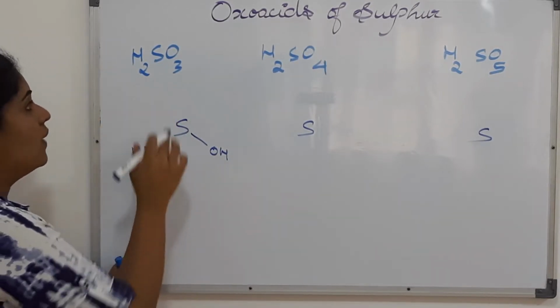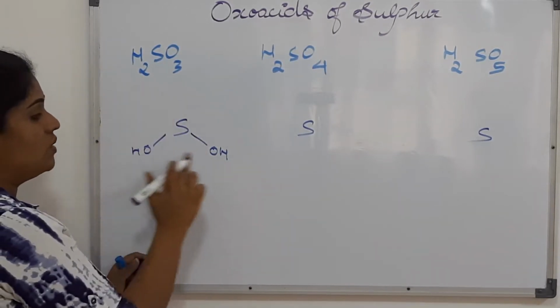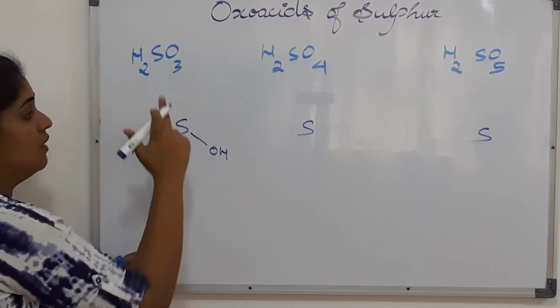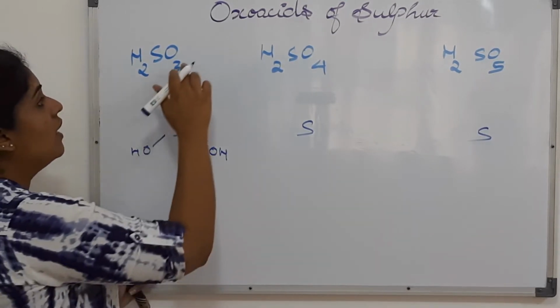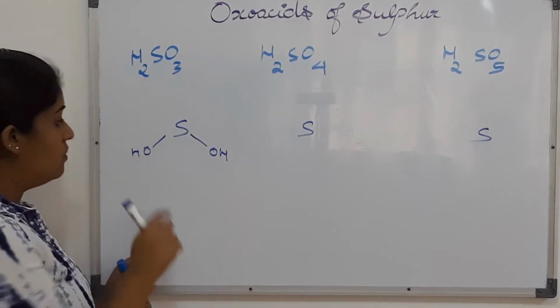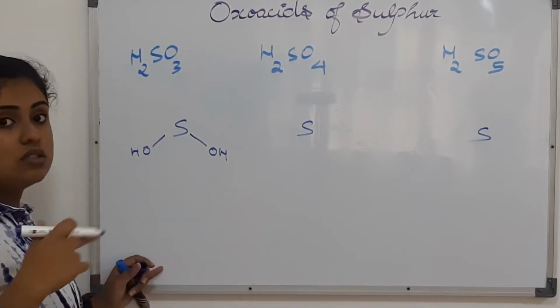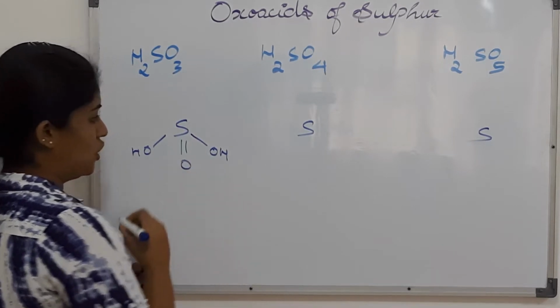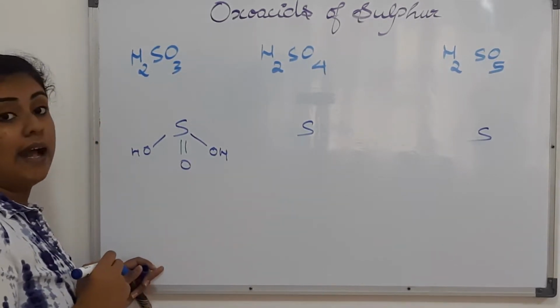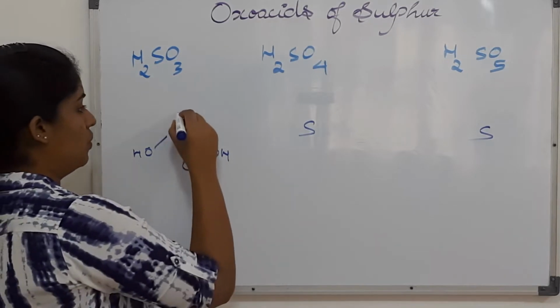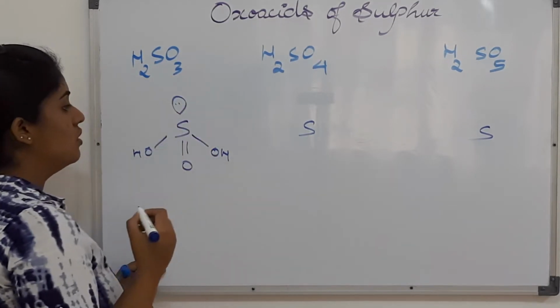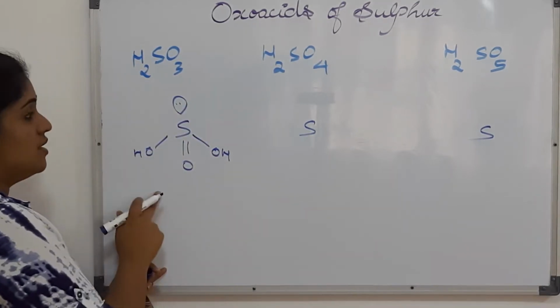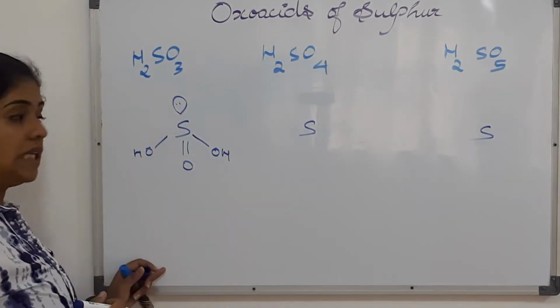Now what else do we have to see? Two hydrogens are done, one sulfur is also done from the formula. And out of three oxygen atoms, two of them are already done. So the third oxygen atom would come out as a double bonded oxygen. Sulfur has a lone pair of electrons also. So this is the structure of H2SO3.